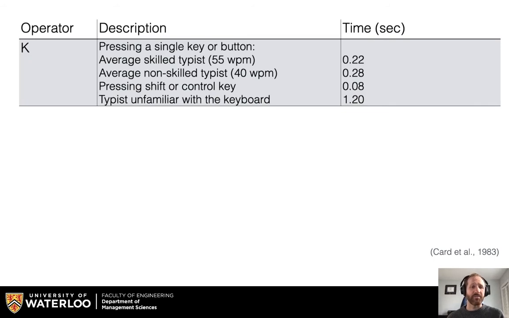And one operator might be K, which stands for a key, pressing a single key or button. So it depends on your level of expertise. An average skilled typist might take 0.22 seconds to type a key. A non-skilled typist might take 0.28. Pressing a shift or control key is 0.08 because you usually do that coordinating with others, so you kind of hit both similarly at the same time. And a typist unfamiliar with the keyboard might take longer.